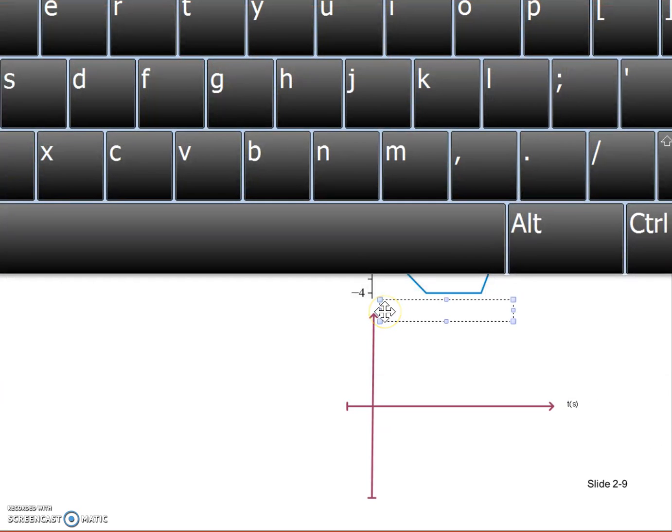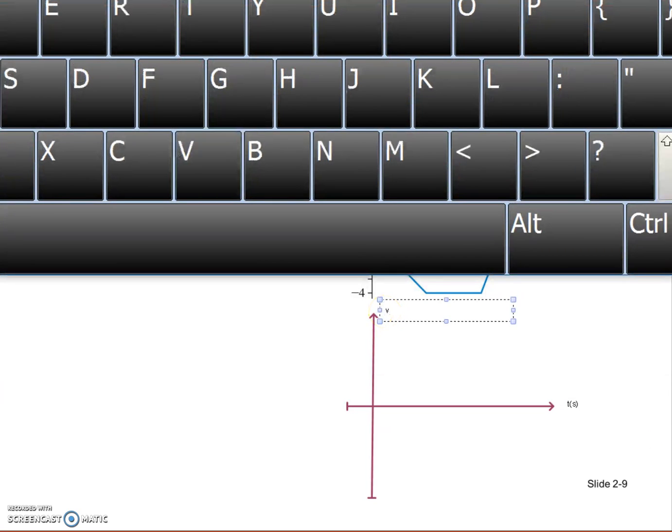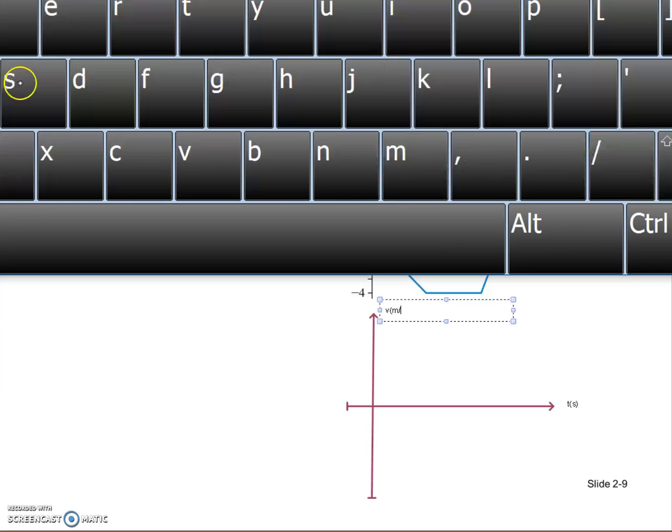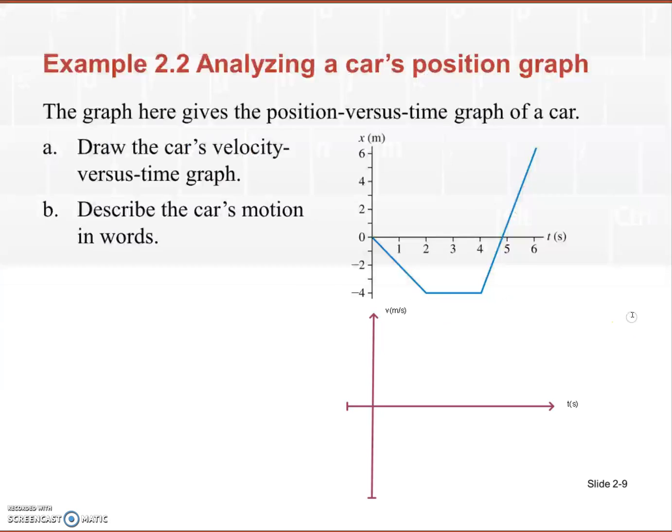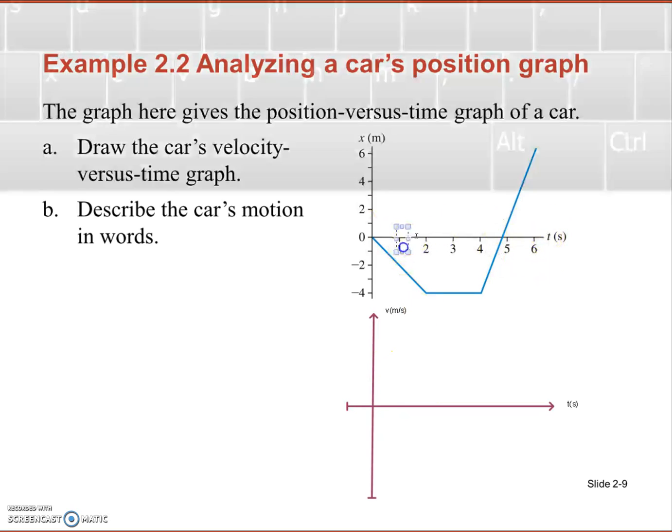This axis is velocity in meters per second. Okay. And now we need tick marks, and I want my horizontal axis tick marks to correspond to the time axis tick marks above. So I'm going to cheat a little bit.